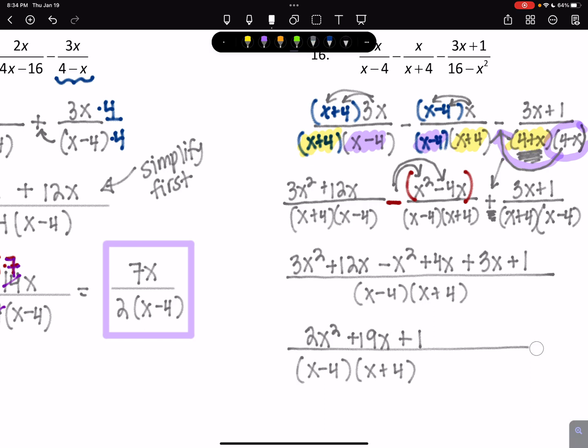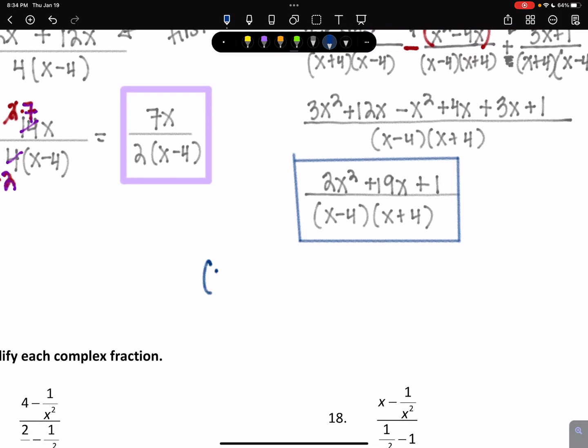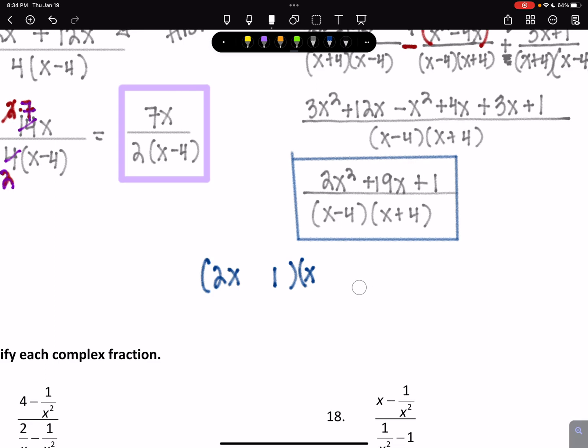Now, the numerator, I can tell, does not factor. The reason it doesn't factor is because that 19 in the middle is way too large. If I try and do that and say this is 1 and 1, there's no way my outer and my inner will have any combination close to 19. So the numerator doesn't factor, so we're going to leave it just like that, and that's our final answer.